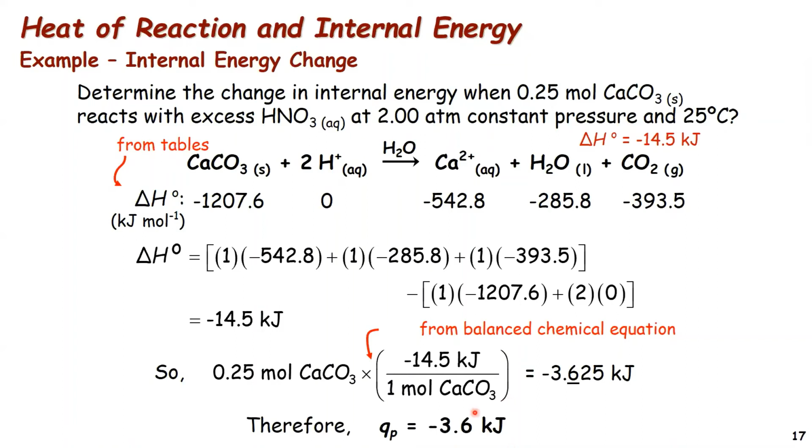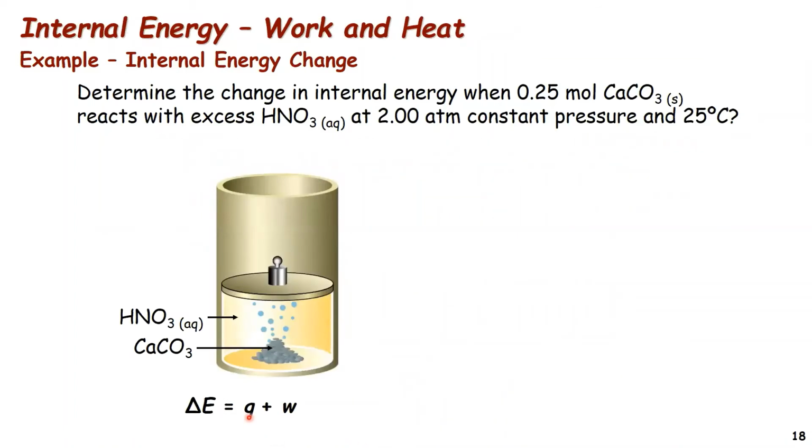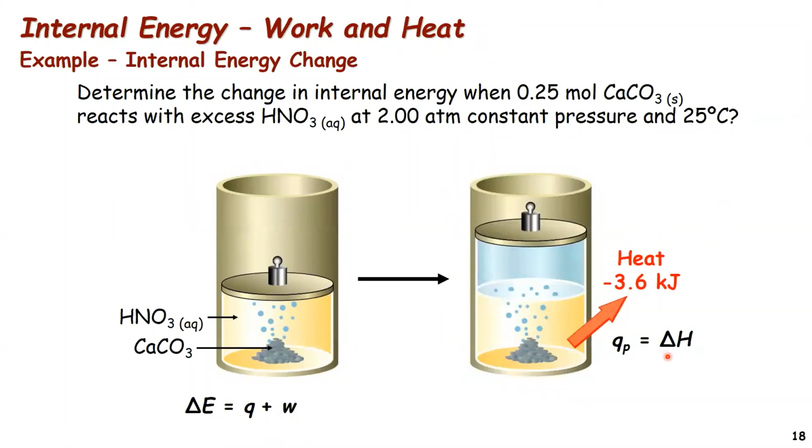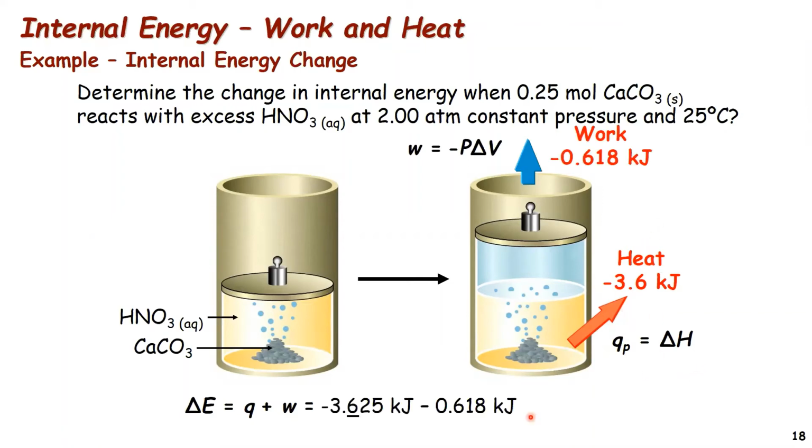So there it is. Now, because it's at constant pressure, we know that the change in enthalpy is equal to the heat at constant pressure. So now we know the amount of heat that was lost. We know the amount of work that was done. So the heat we just determined was negative 3.6 kilojoules. The work was equal to negative 0.618 kilojoules. So we simply plug that into Q plus W, and that gives us a total internal energy change of negative 4.2 kilojoules. So in other words, the chemical system, the chemicals themselves, lost 4.2 kilojoules of energy in this process.